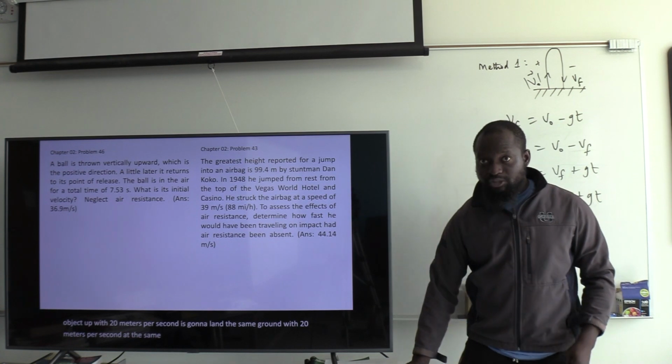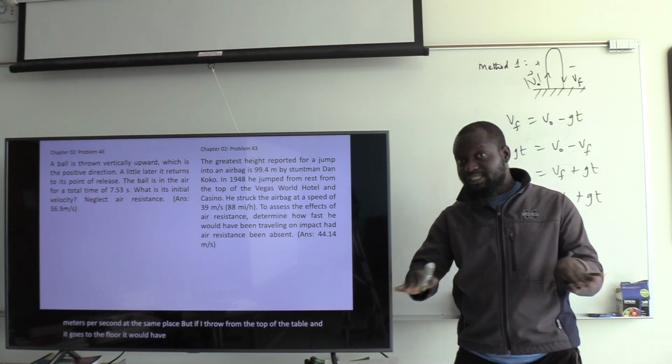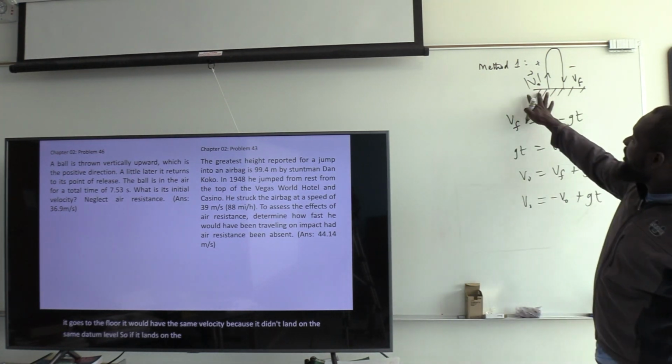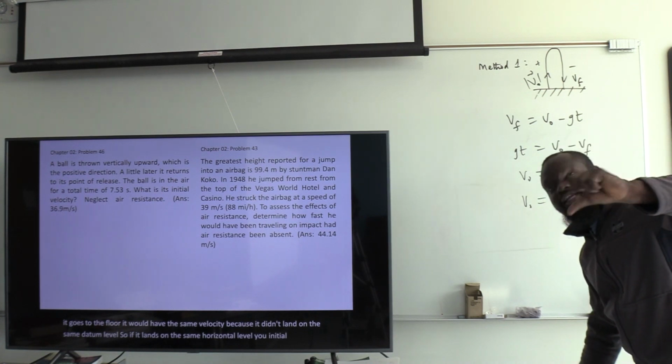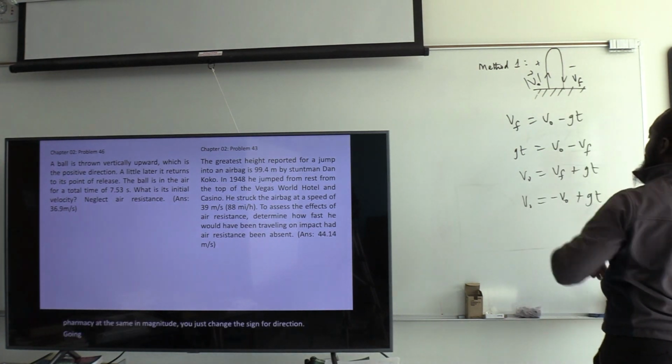But if I throw from the top of the table and it goes to the floor, it won't have the same velocity because it didn't land on the same datum level. So if it lands on the same horizontal level, your initial velocity and your final velocity are the same in magnitude, you just change the sign for direction. Going up is positive, going down is negative.